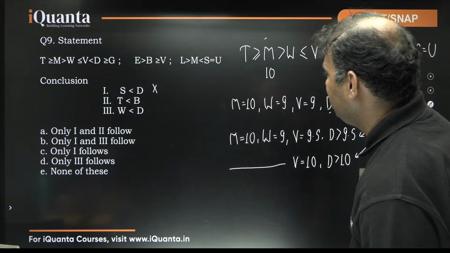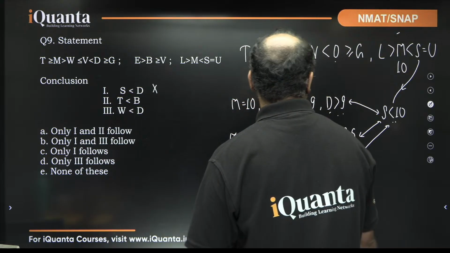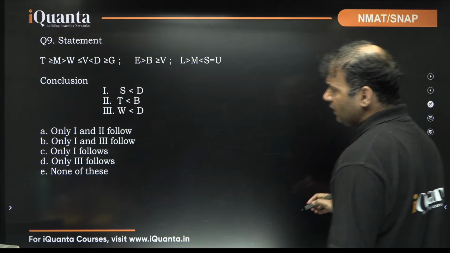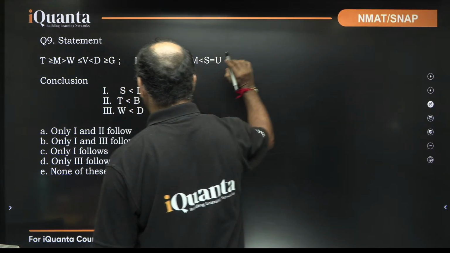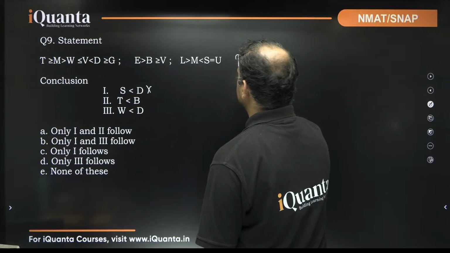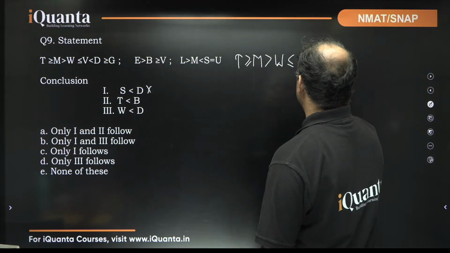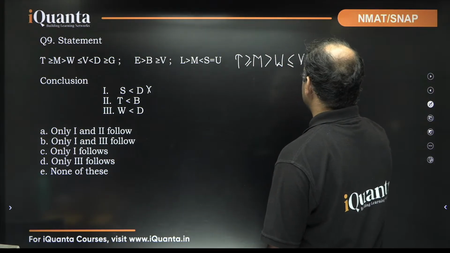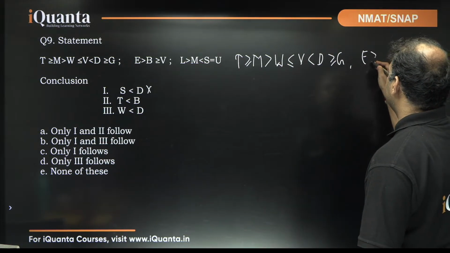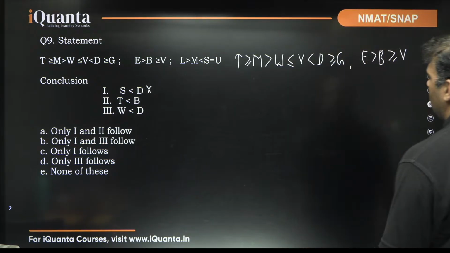Conclusion 2 is about T and B, right? So about T and B, what we can do, we can connect statement 1 into here, right? Okay, let me find some space. All right, B is in the second statement, right? So they are saying that T is greater than or equal to M, greater than W, all right, and less than or equal to V, and then less than T, and then greater than or equal to G, right? The second one is that E is greater than B, and B is greater than or equal to V, all right? This is all we have. All right, now what next?